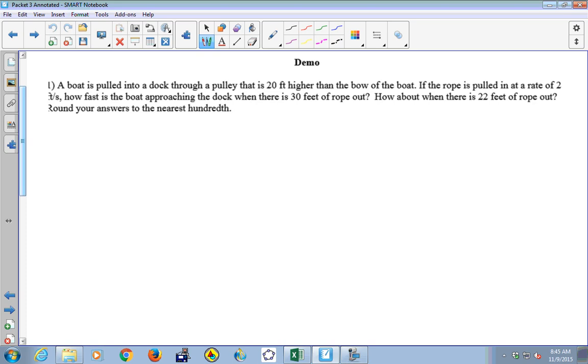of the boat. Okay. So let's draw a picture of what's happening. So I've got a dock here, and there's a post up here with a pulley, and then there's the boat out here in the water that's being towed into the dock via this pulley. This is water. All right, so this is 20 feet. The pulley is 20 feet higher than the bow of the boat.